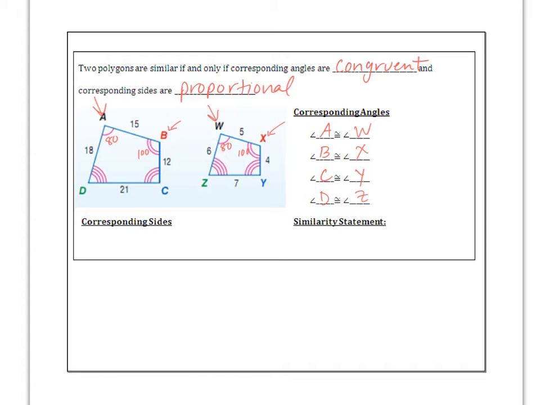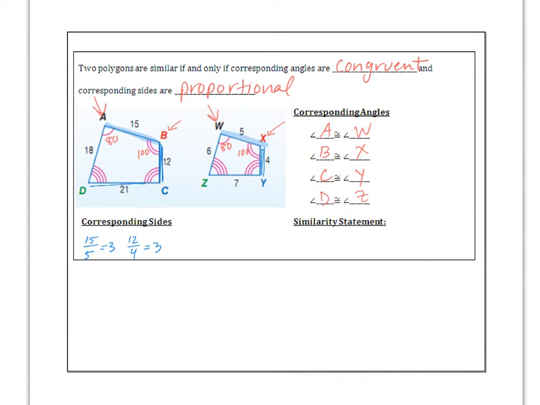Now let's talk about the sides. You can see the sides are not congruent. For instance, look at AB and look at WX. 15 does not equal 5. But if we divide 15 divided by 5, we get 3. Take the next set of sides, the 12 and the 4. If we do 12 divided by 4, we get 3.